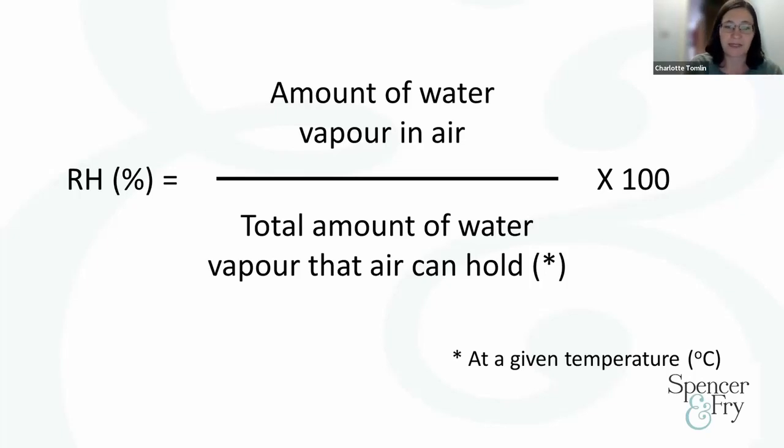So RH in particular, I've put this little equation on because it's the easiest way to explain it. Don't worry too much about it, but it's the amount of water vapor in the air divided by the total amount of water vapor that air can hold at a given temperature, times by 100 because it's a percentage. So if I have a given temperature of, say, 20 degrees, and at 20 degrees, the air can hold this. I don't know whether you can see me amongst the PowerPoint, but hopefully you can see me because I'm waving my arms around.